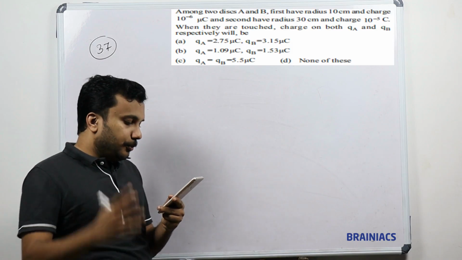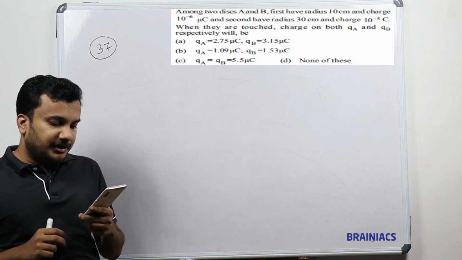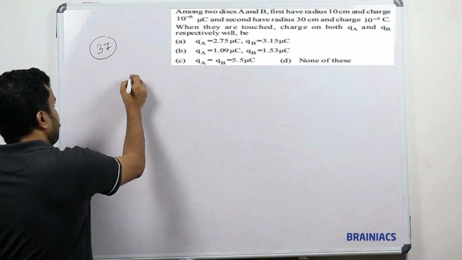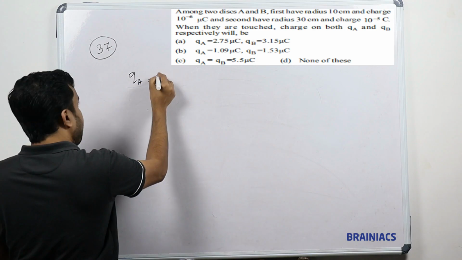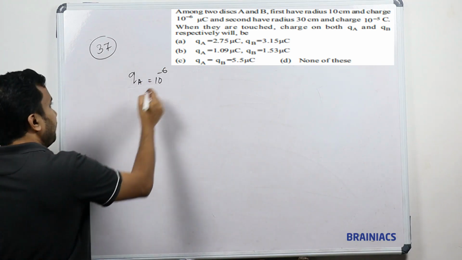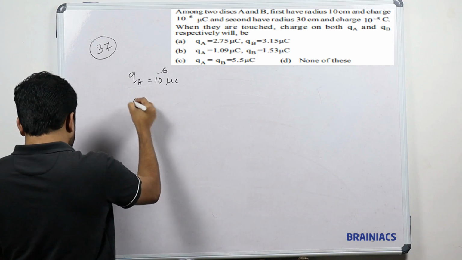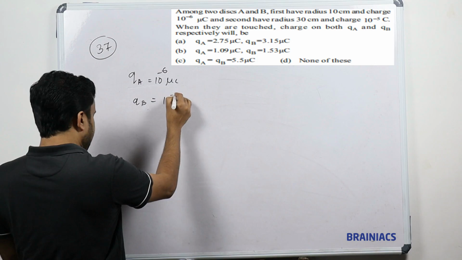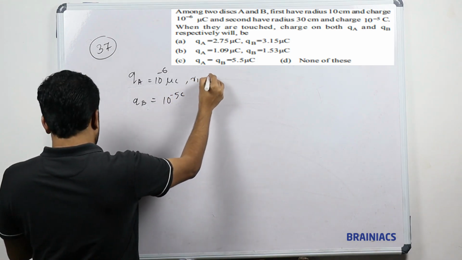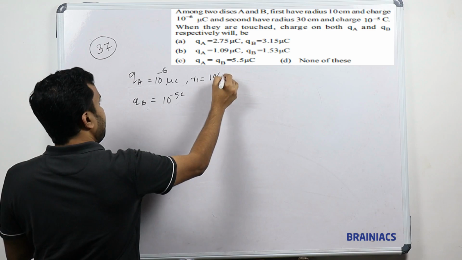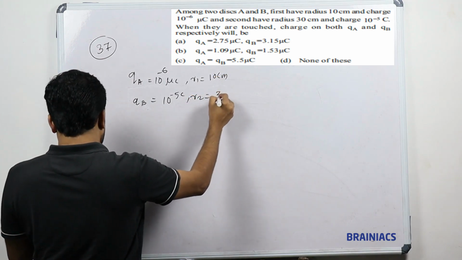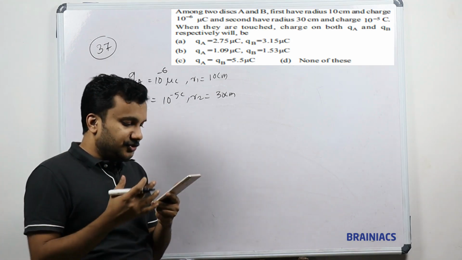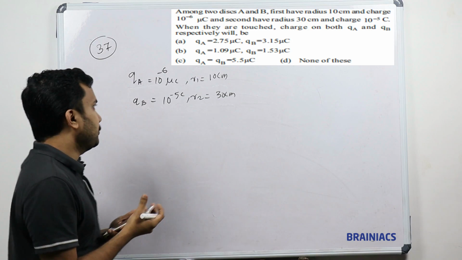37. Among two bodies A and B, the first body A has radius 10 centimeter and charge equal to 10 power minus 6 microcoulomb, and B has radius 30 centimeter and charge equal to 10 power minus 5 coulomb. Here R1 is equal to how much radius? 10 centimeter. Here R2 is equal to how much radius? 30 centimeter. When they are touched to each other, find the charge on both, QA and QB respectively.